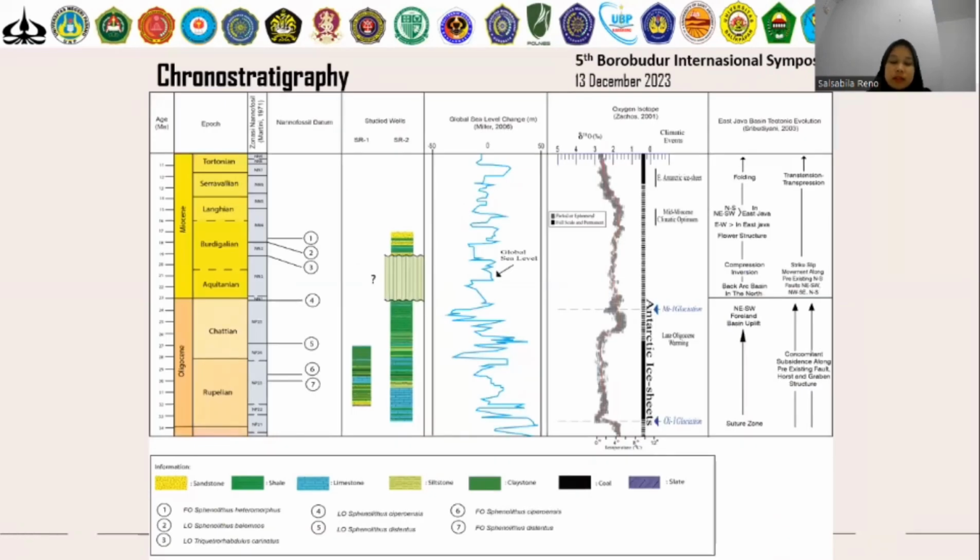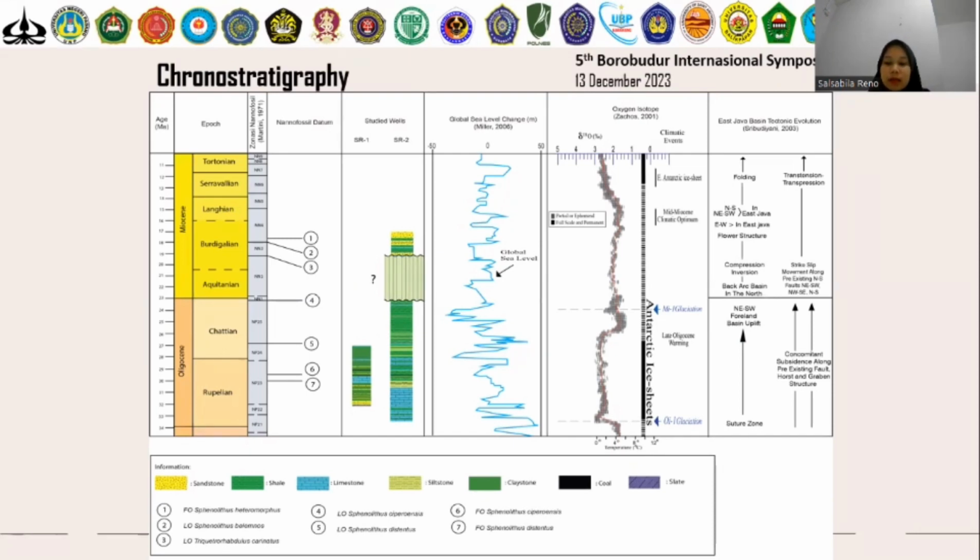Next, we have the chronostratigraphy. It starts from NP23 to NP24, where lithologies such as limestone, clay, coal, shale, silt, and sandstone are deposited. In this age, the global sea level change is increasing, and it has a cold climate with a temperature of around 2 degrees Celsius. And at this age, the tectonic evolution is that there is a subsidence in the basin.